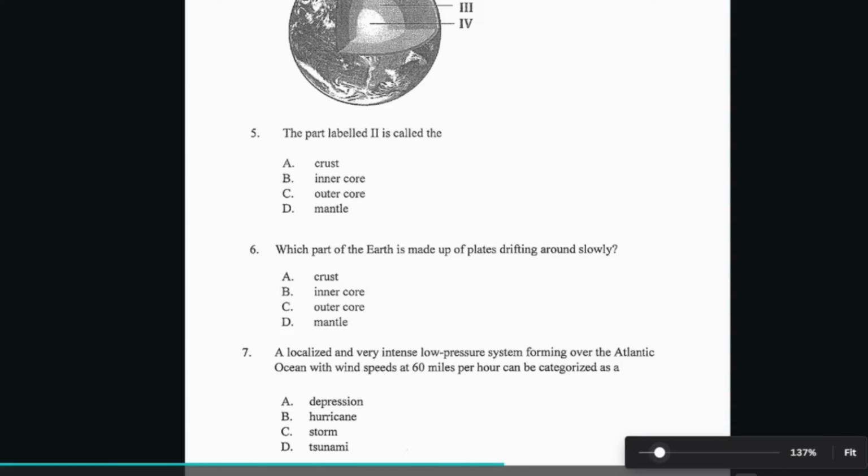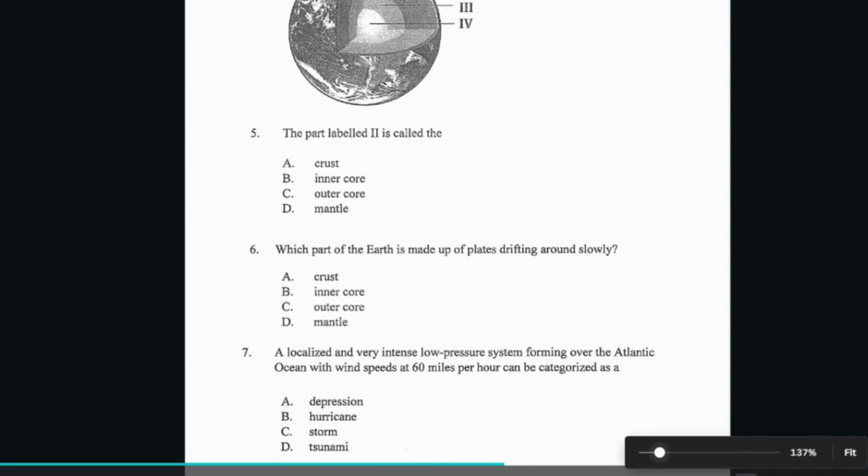Now, back to the question. You might be asking, but where are tectonic plates located, right? They tell us which part of the earth is made up of plates drifting around slowly, and the answer would be A, the crust. So the crust is where these tectonic plates are. So if your answer for number 6 was A, crust, then you would be extremely correct. Let's move on to question 7.